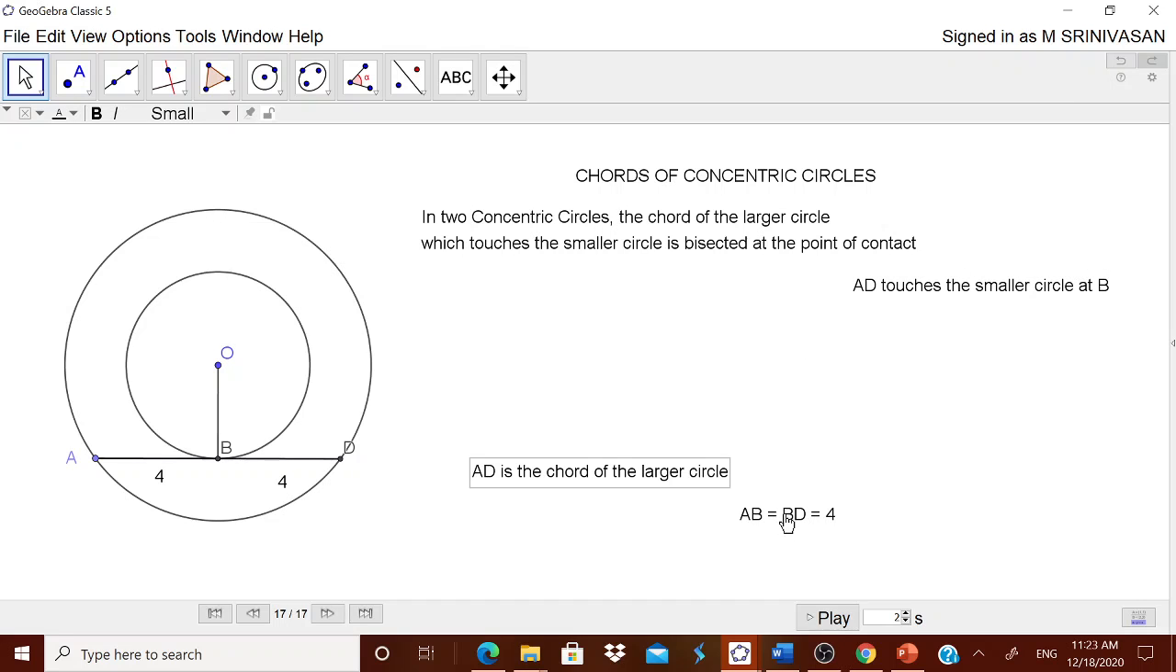Well, this is the way the child can understand what actually concentric circles are and what the chord of the larger circle is, and when it touches the smaller circle, what happens to it. So the child will understand that always the length is 4 and 4. Everywhere you can rotate it, and at any place you can have it, it is always 4 and 4.